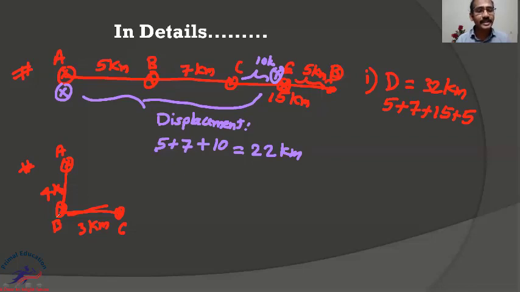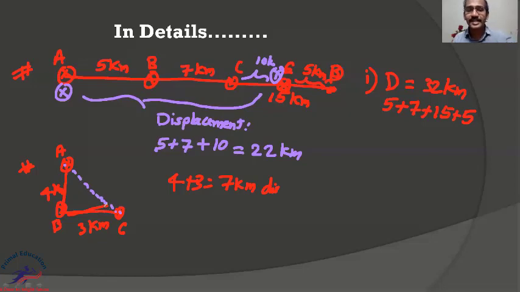Distance means the actual path traveled by an object, that is 4 plus 3 is equal to 7 kilometers is the distance. Yes. What is the displacement? How to calculate the displacement now? Starting point to ending point. So this is the path covered. Now how to calculate this?